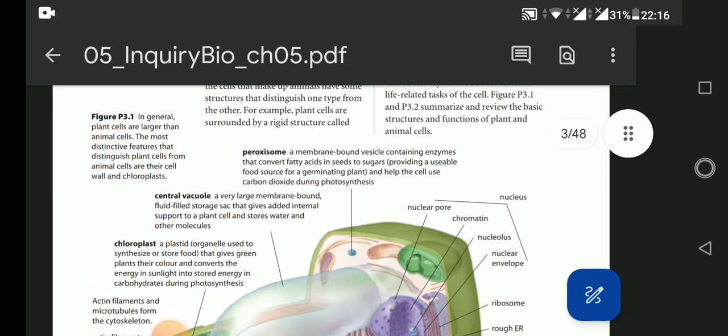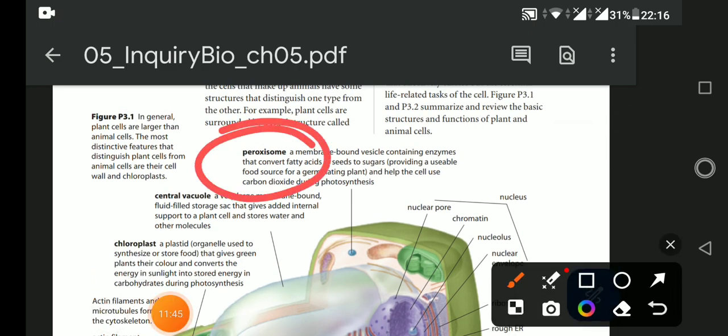Then peroxisome is there. Peroxisome is found in both plant cells as well as animal cells, and it is involved in conversion of fatty acids to sugars in case of plants. Okay, when the fatty acids are converted into sugars, the seeds will get energy for the germination and they will germinate to form new plant. So seeds need sugar while they are germinating. So peroxisome will help in that process.